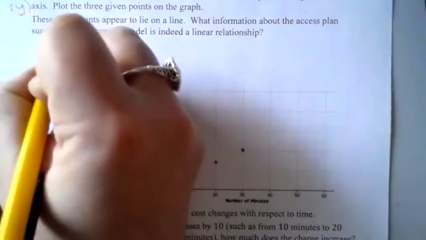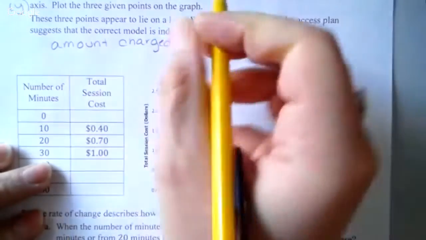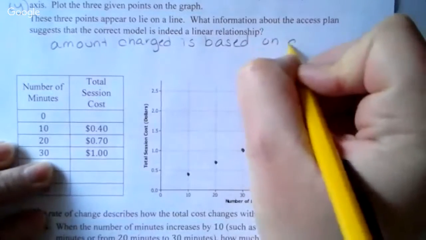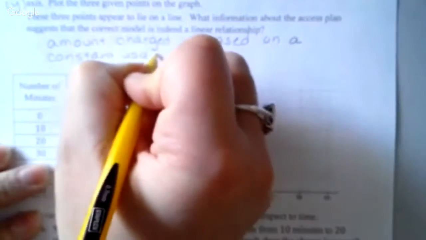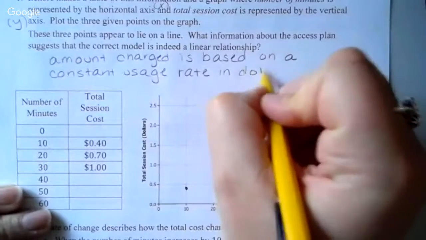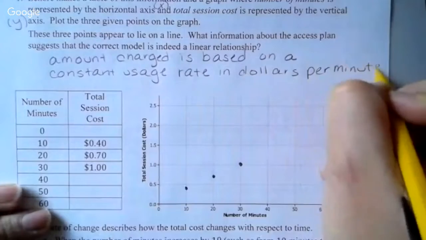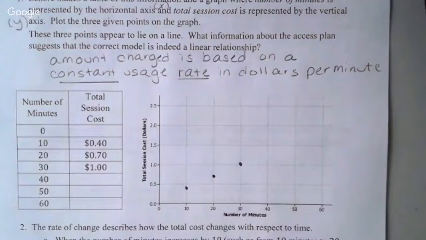Well, it told us that the amount charged is based on a constant usage rate. And they said that constant usage rate was in dollars per minute. So that constant rate is what's telling me that modeling it linearly would be a good idea.